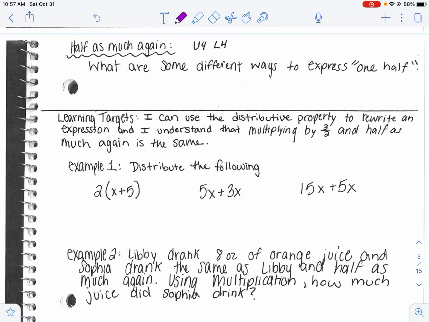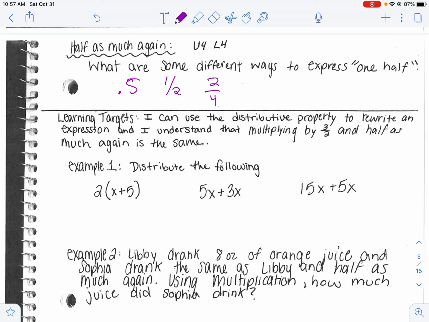Alright, in lesson 4, what are some ways to express 1/2? So different ways to express this are 0.5, 1/2. It could be written as another fraction that needs to be reduced, so 2/4. Those are just some ways to express 1/2.